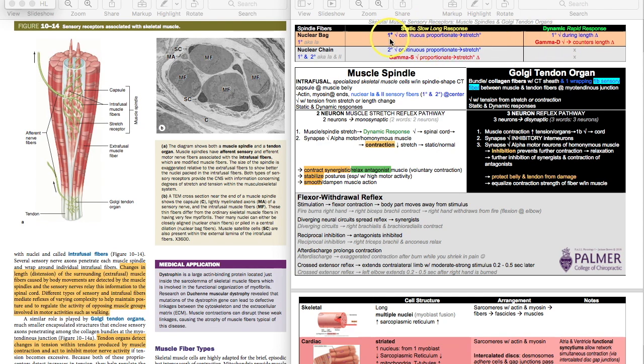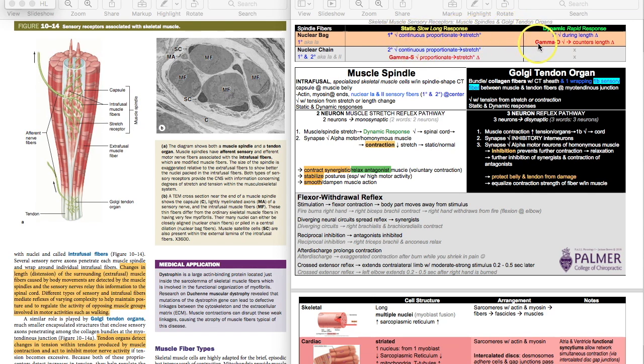So this is basically saying primary fires continuously proportionate to the degree of stretch. Primary sensory fibers will fire continuously in proportion to the degree of stretch. Continuous as in slow, sustained, static responses. There's no motor component to the static response in the bag arrangement.